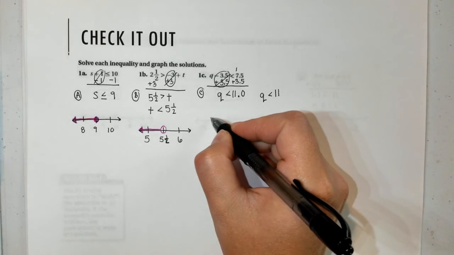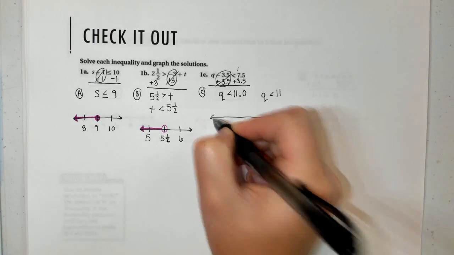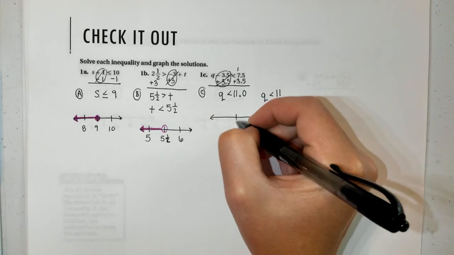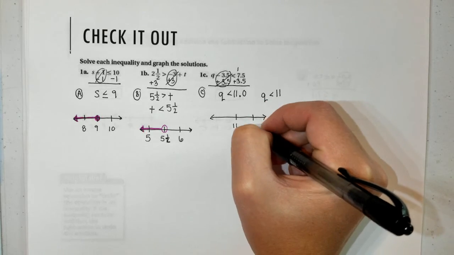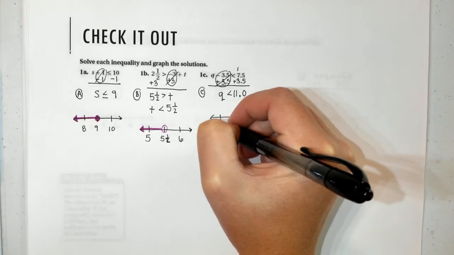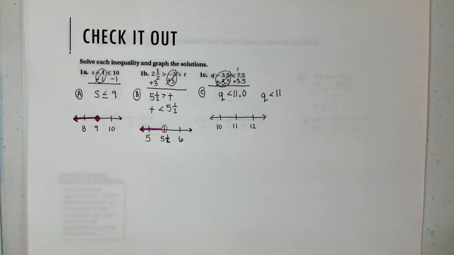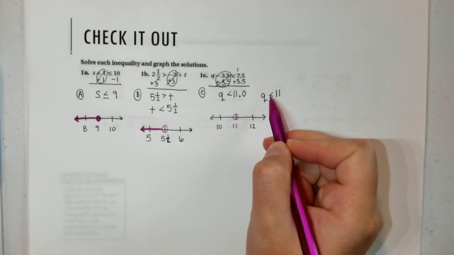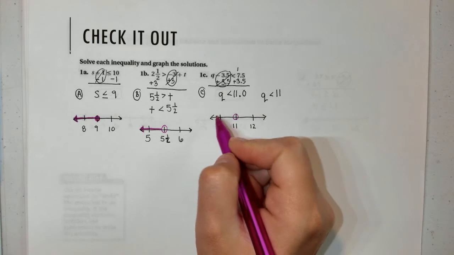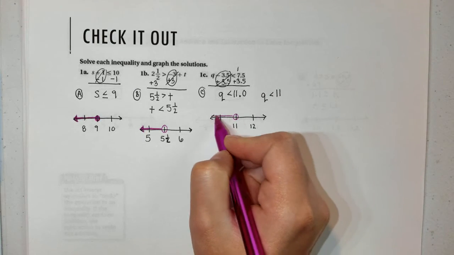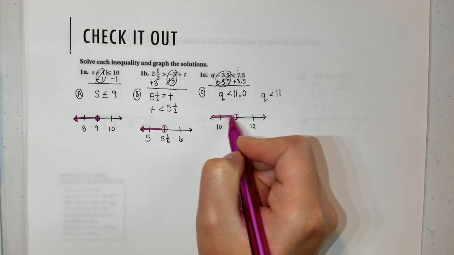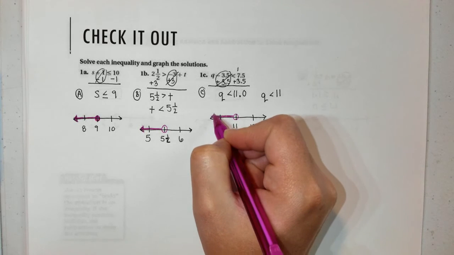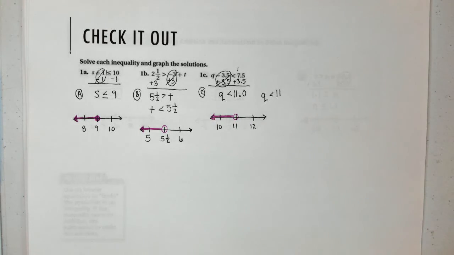So I'm going to draw my number line. So I have 11, 12, and then 10. I'm going to have an open dot at 11. And Q is less than 11, so I'm shading to the left here. And then I draw my arrow. So those are the solutions for the check it out problem.